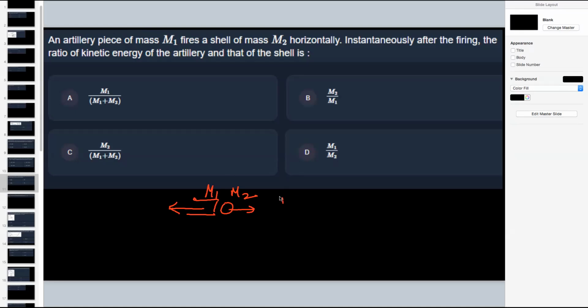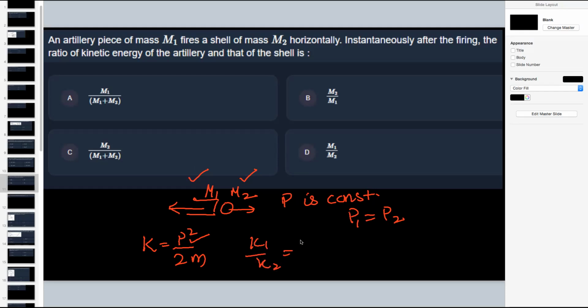So what we can say? The momentum is constant. From law of conservation of momentum, momentum of this body and this body are equal. You are asked to find the ratio of kinetic energy of artillery and the shell. What is the relation between kinetic energy and momentum? Kinetic energy equals P square by 2m. Since the momentum is constant, I can write K1 by K2 equal to M2 by M1. That is, kinetic energy is inversely proportional to mass. Therefore, option B is the correct answer.